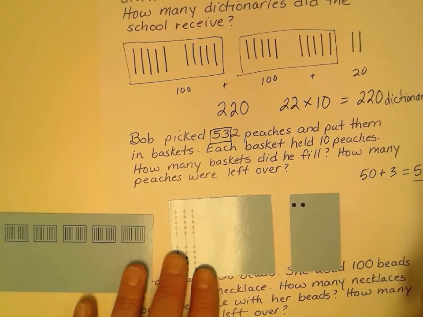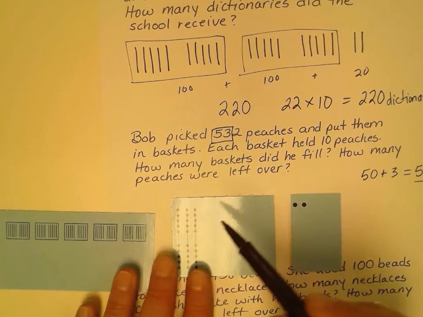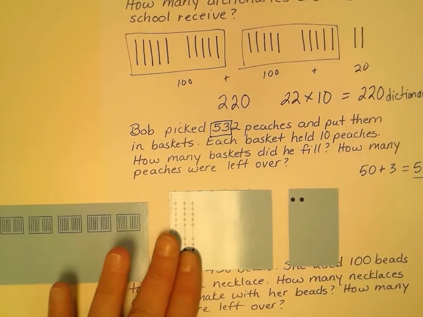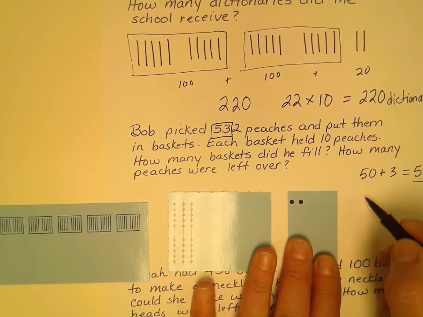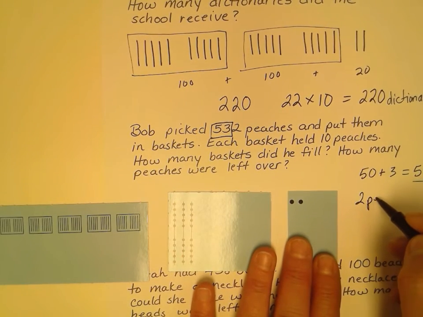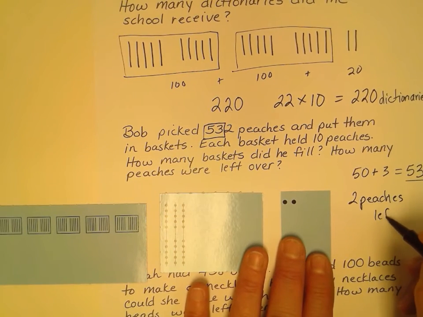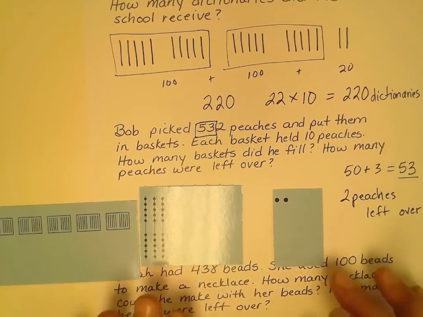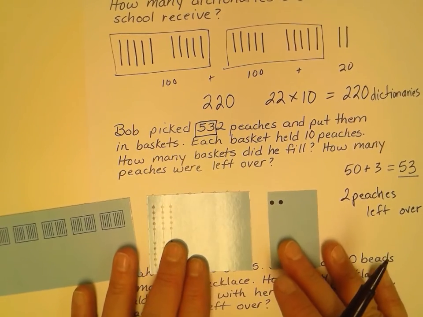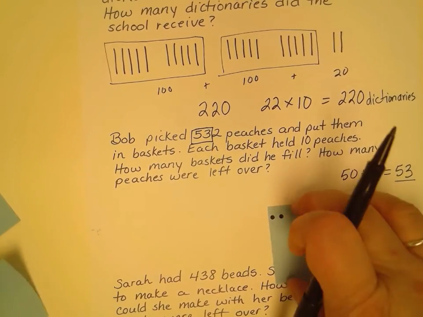And then the question says how many peaches were left over. Well, here were all those baskets, and then there's 2 cute little peaches that are left over. Maybe Bob gets to eat those too, since he can't put them in the baskets, I hope. All right, so we're going to take those away for a minute.